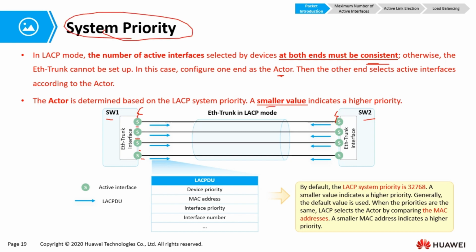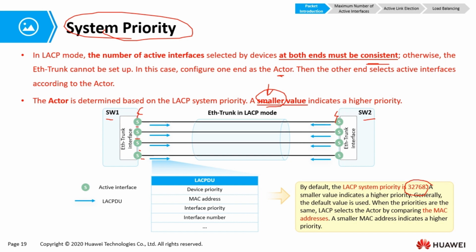The smaller value has the higher priority. By default, the LACP system priority is 32768. So that means we will use the one with the lower value as the actor.